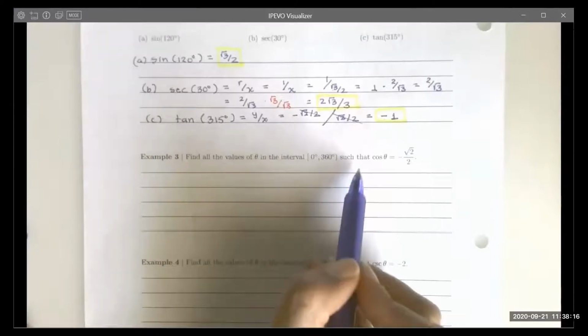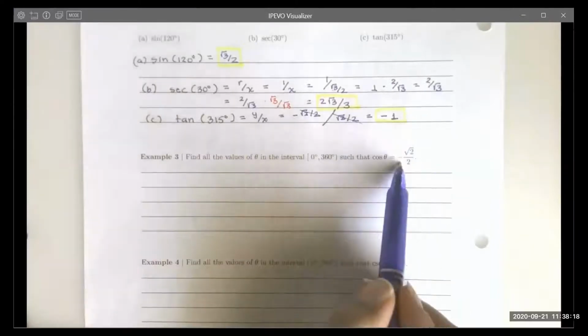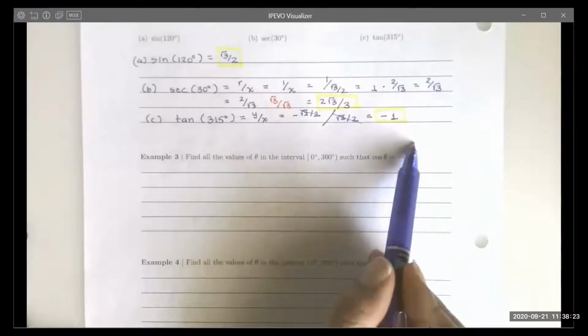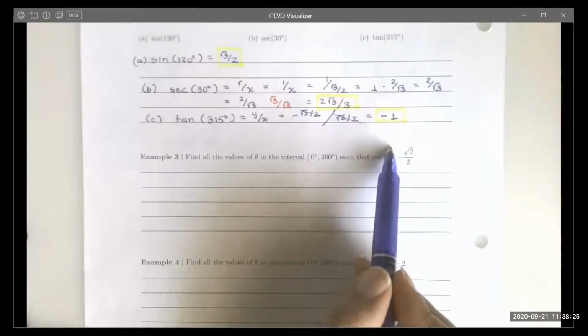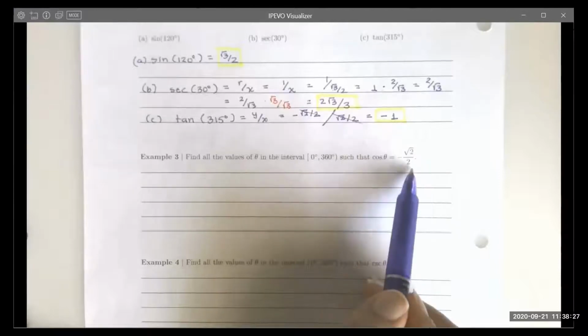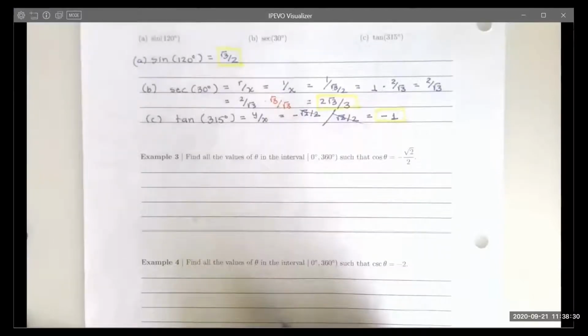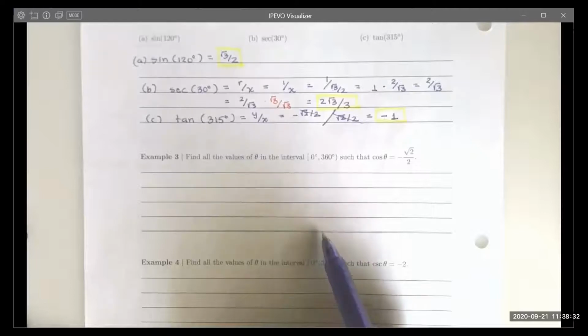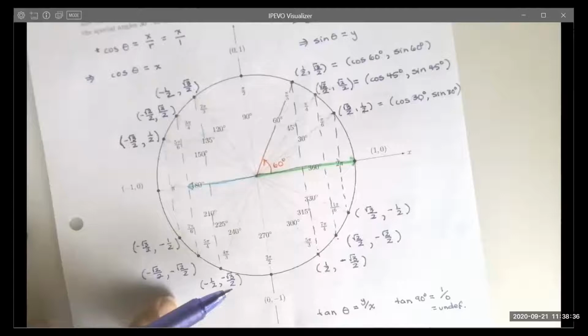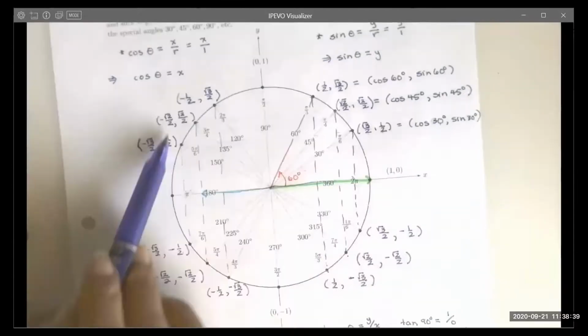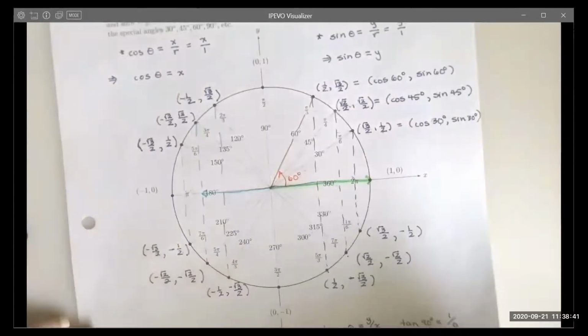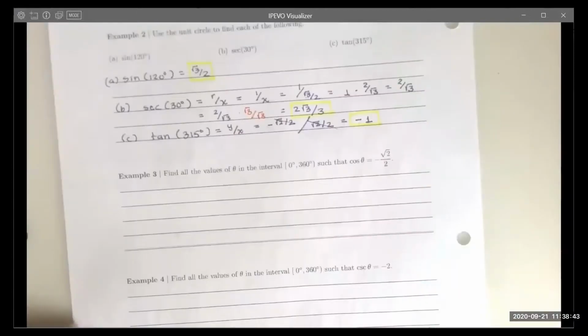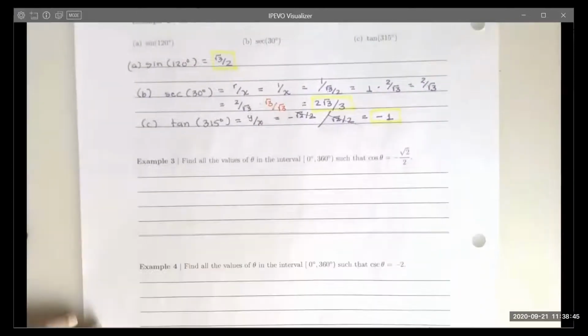all of the values such that cosine theta is equal to negative square root of 2 over 2. Okay, so now they're giving us the value, and we need to find which angle corresponds with that trig function value. So let's stop and think about it for a little bit. I mean, we could just simply flip through and see which check point by point, which one has a cosine of negative radical 2 over 2. But we don't have to go through every single point if we know what we're doing.